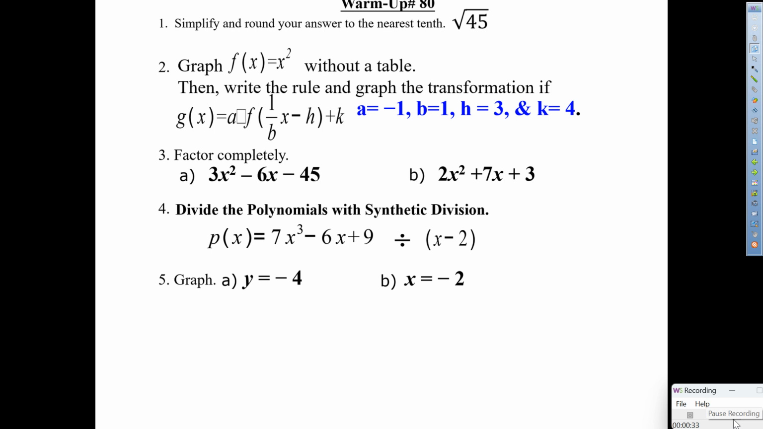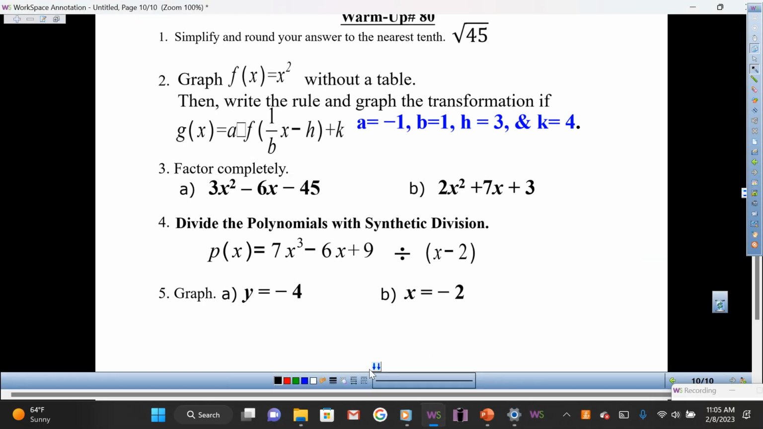All right, here we go. Number 1. What did you get for number 1? Dylan, approximately 6.7. Hands up if you got that. Looks about right. Number 2, really quick, I'm going to sketch it up here.